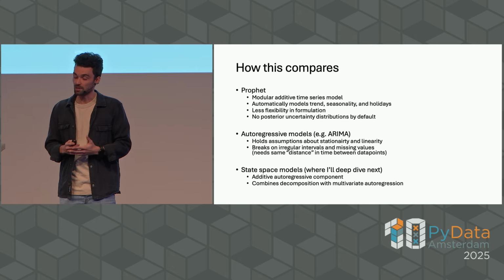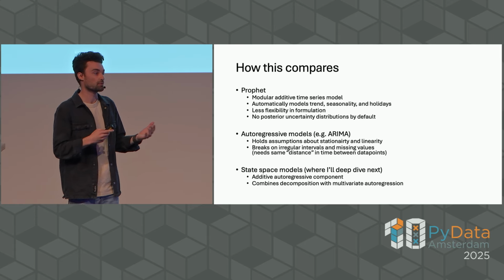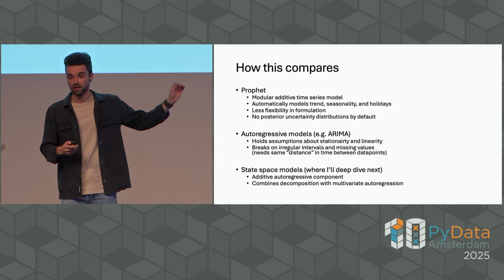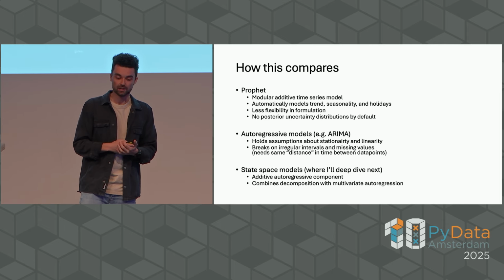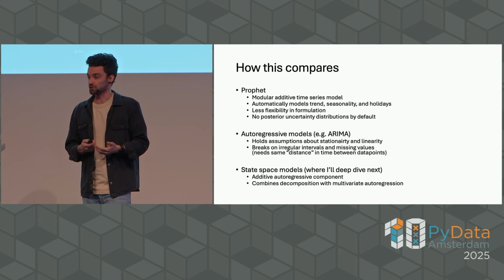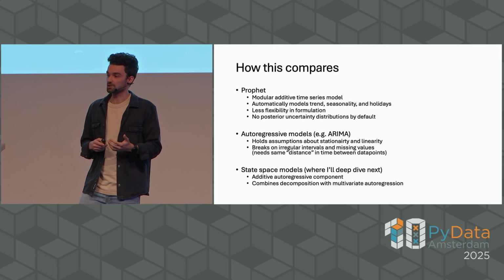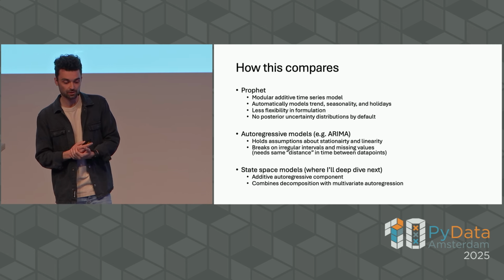One of the drawbacks is it's a bit less flexible in the formulation of your models. So here we can just write out our mu and type in the formulation that we want. It's a bit harder in Prophet. You also don't get the posterior uncertainty out of the box. There's probably ways to get it out, but it's not like that by default.